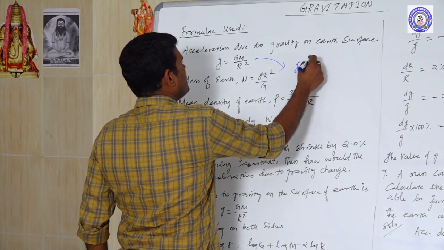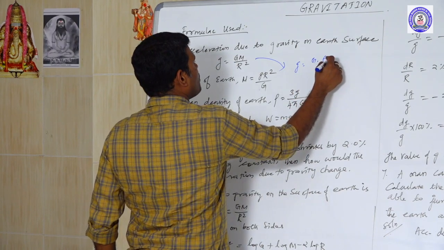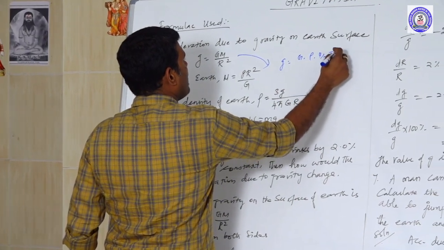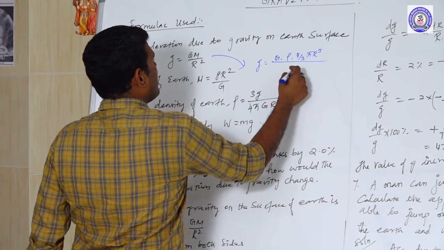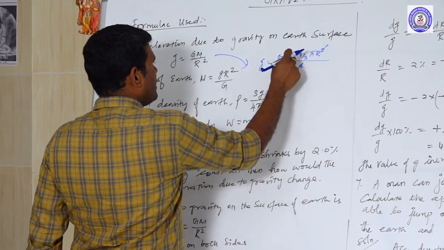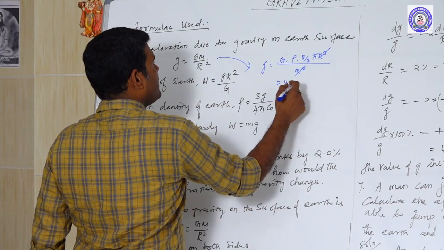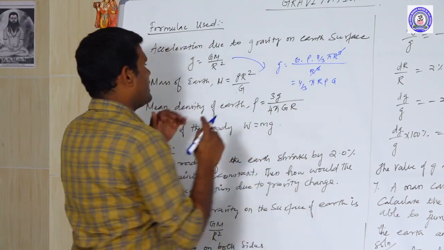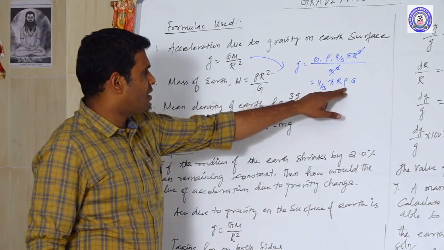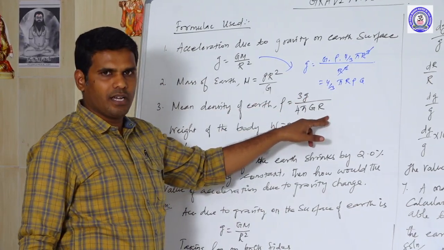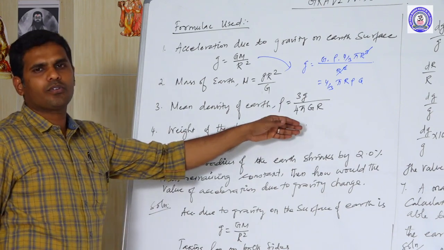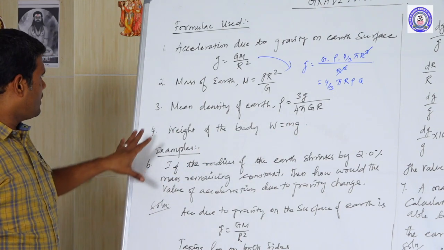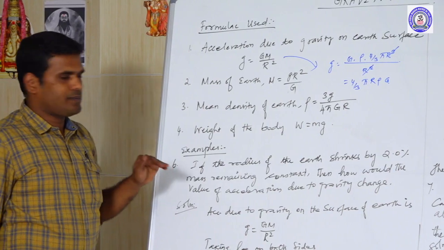g equals G times mass, where mass is density into volume, 4 by 3 pi R cube, divided by R square. This gets cancelled out, so you will have 4 by 3 pi R rho G. This is the expression from which we can calculate rho equals 3g by 4 pi G R. And weight of the body, as you know, W equals mg. Examples related to these formulas.